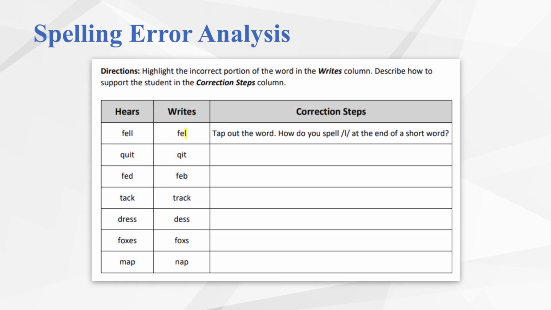Let's walk through the example, and then please pause to complete the spelling error activity located in your manual. The first word I want the student to spell is fell. They write F-E-L. The error is a short vowel pointer rule. Have the student tap out the word. How do you spell l at the end of a word? L-L. Very good. Then correct and move on. Now please pause the video and complete the activity.